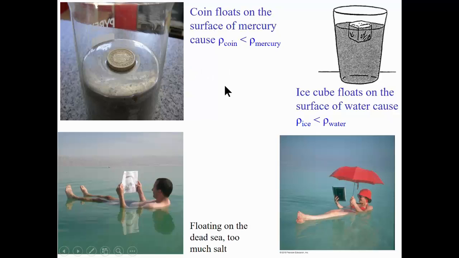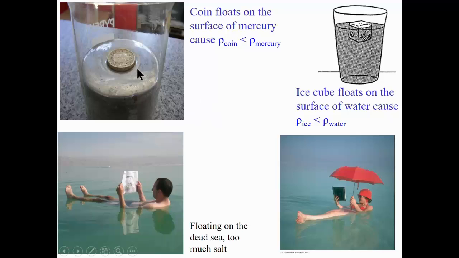If the density of the object is less than the density of the surrounding fluid, it will always float because it will always create a buoyant force. The buoyant force will always be greater than its weight, and eventually it will balance its weight. So the first condition is: if the density of the object is less than the density of the fluid, the object always floats.